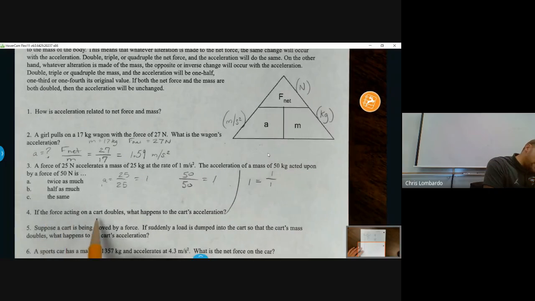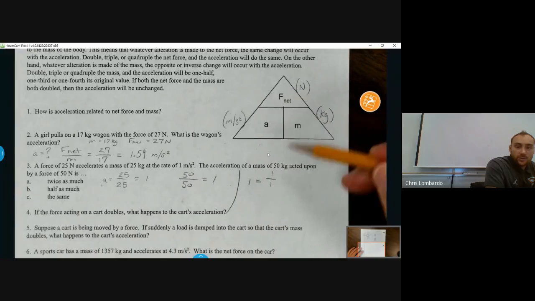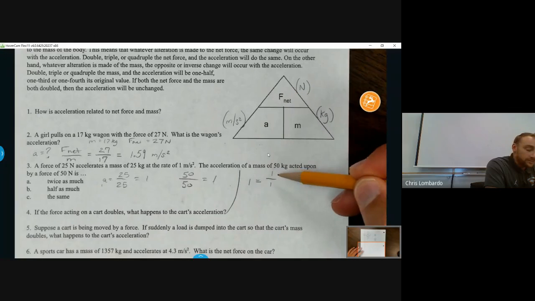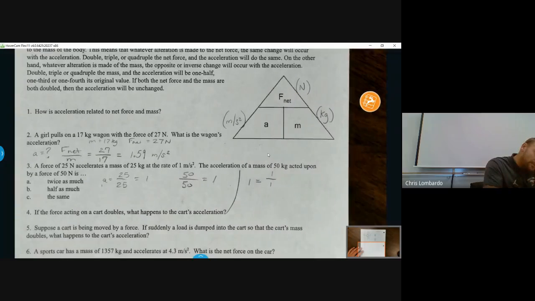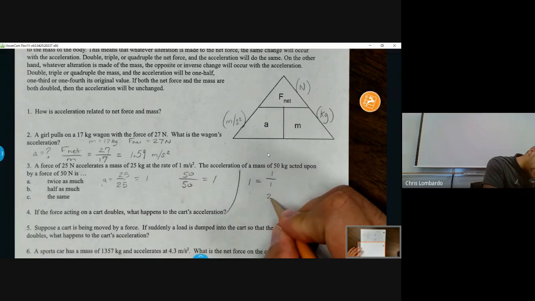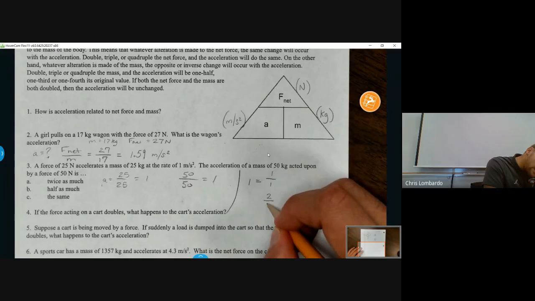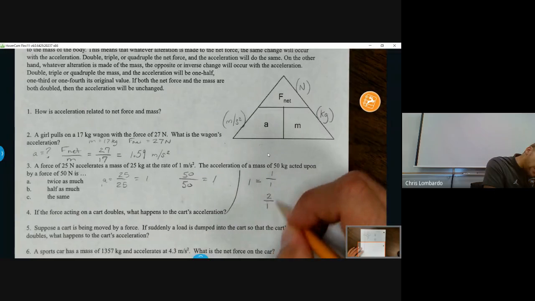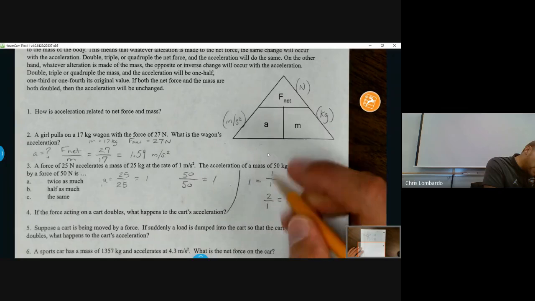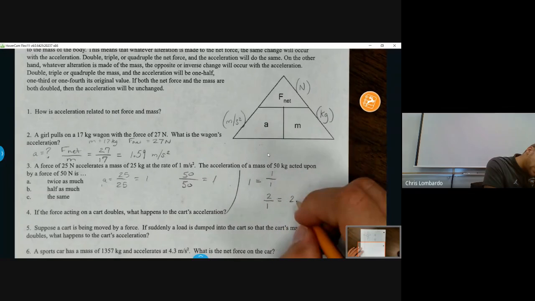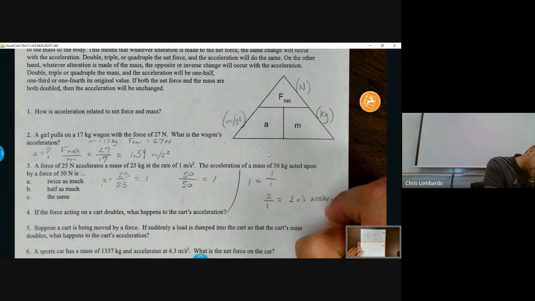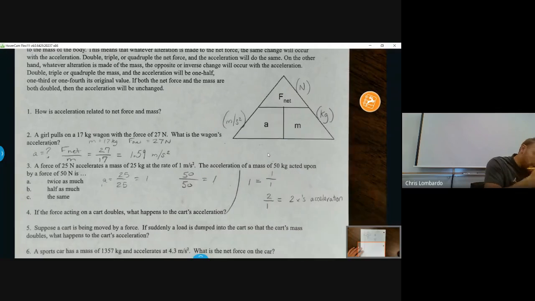So if the force acting on the cart doubles, so F net would be the top guy here. So if that doubled, we would say it is a 2 instead of a 1. They didn't tell us anything about a mass, so the mass, which is on bottom here, stays a 1. And then you can just solve this out to figure out what happens to the acceleration. This one's pretty simple. 2 divided by 1 is going to be 2. So it'd be 2 times the acceleration. Or it doubles in this case.